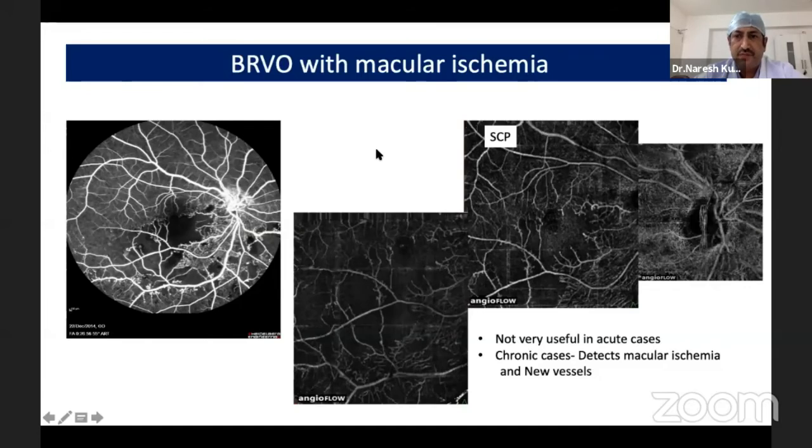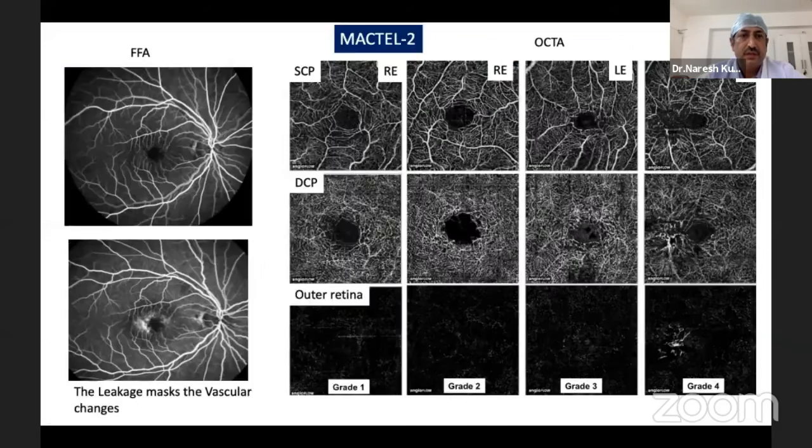Similarly, in BRVO also, you can study the macular ischemia. It may not be very useful in acute cases, but in old BRVO cases where there's not much edema, you can very well see the perfusion status of the macula, and you can pick up the new vessels. And in MACTEL, it has been very useful.